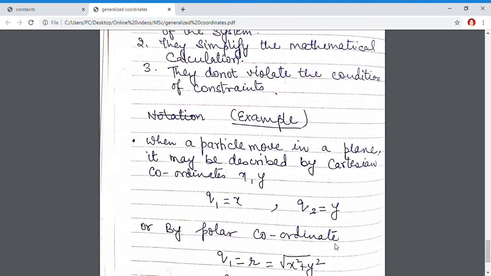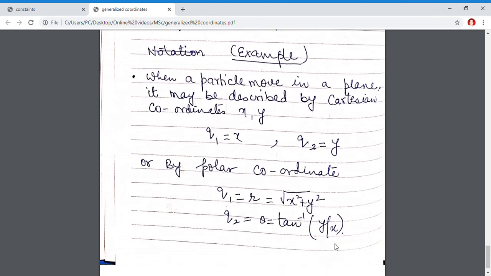If instead of Cartesian coordinates, I am using polar coordinates, then polar coordinates are r and theta. Then first generalized coordinate q1 will be equal to r. If it is changed in Cartesian coordinates, it is expressed as r equal to under root x square plus y square. And the second generalized coordinate will be q2, which will be equal to theta. Theta is related to Cartesian coordinates as tan inverse y upon x.